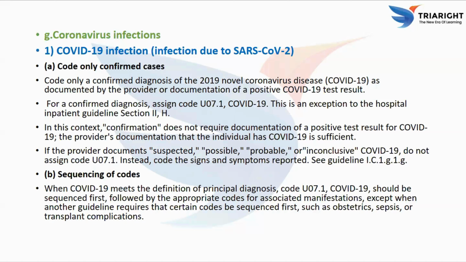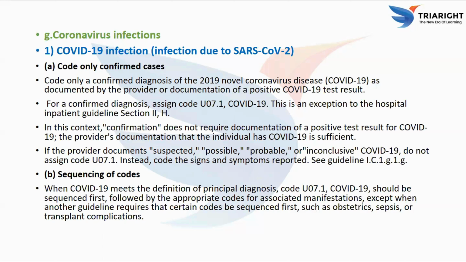What is the important exception? So normally inpatient guidelines require lab confirmation. But COVID-19 is an exception. For COVID-19, if a provider says the patient has COVID-19, you may code U07.1 even without the test results.